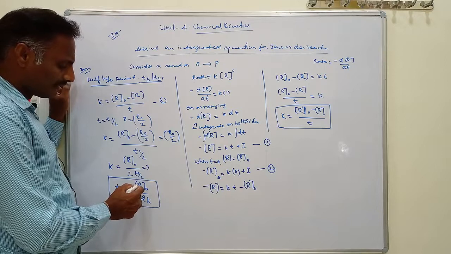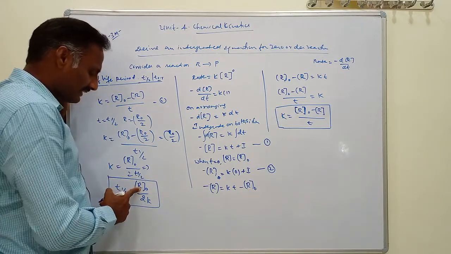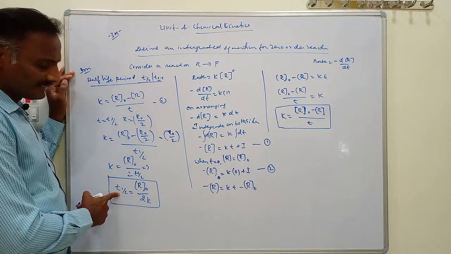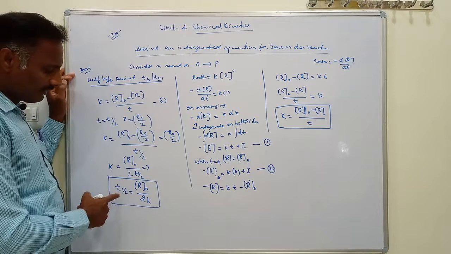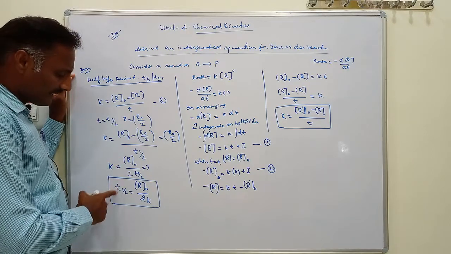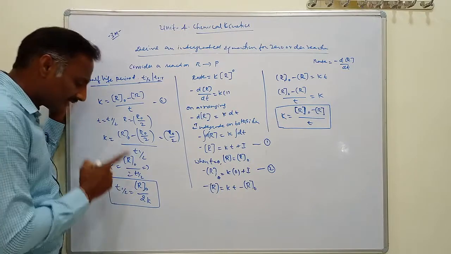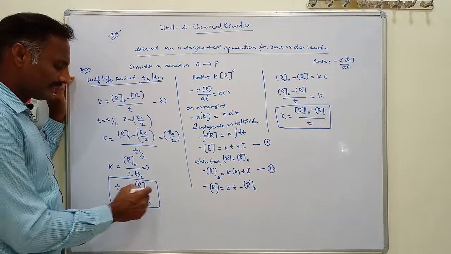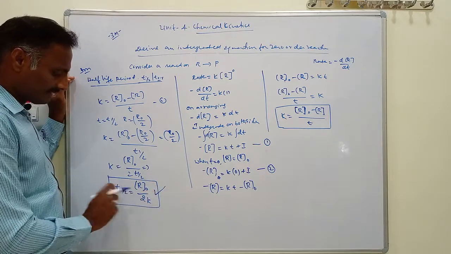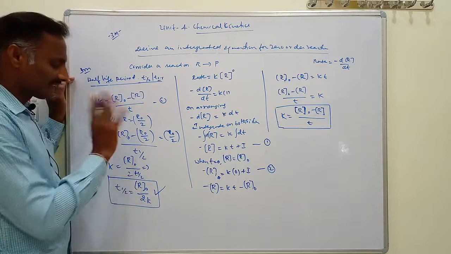directly proportional to the initial concentration of reactant. As the initial concentration of reactant increases, the half-life period also increases. This is the meaning of the half-life period of zero order reactions. This is the relation between half-life period and initial concentration of reactant for zero order reactions.